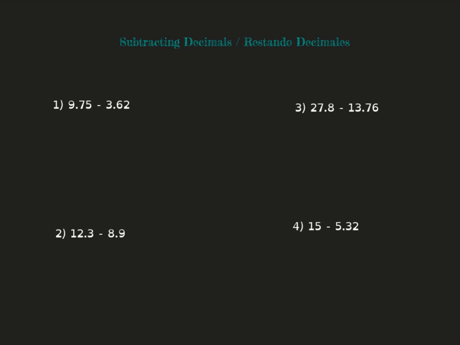So for number 1, we have 9 and 75 hundredths minus 3 and 62 hundredths. If you remember the steps and the strategy that we use, the first thing I want to do is set up my problem. So the first thing I have to do is put my decimals down to make sure that I line them up. I'm going to put my first decimal, my second decimal because I have 2 numbers that I'm subtracting, my symbol for subtraction, and then my decimal down at the bottom for my answer, which is going to be the difference.